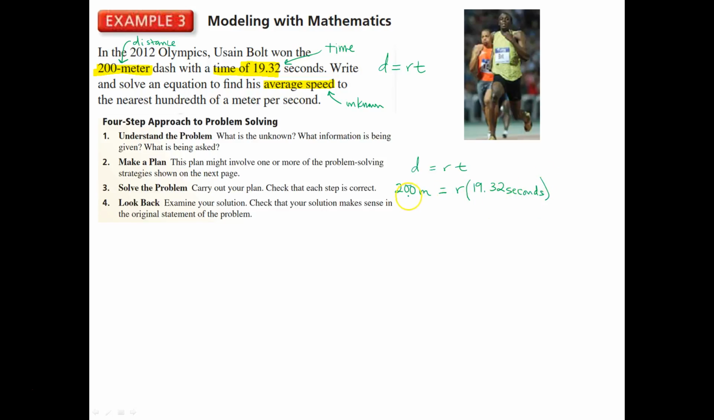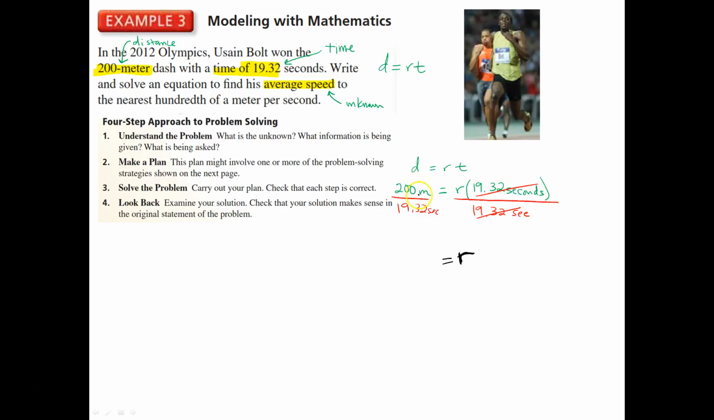Alright, well let's see. I got an equation here that I can solve. R times a number. So in order to get R by itself, the inverse operation would be to divide. So I'm going to divide both sides by 19.32 seconds. These will cancel out because any number divided by itself is 1. And 1 times R is R. So now I have R by itself. It's all isolated by itself.